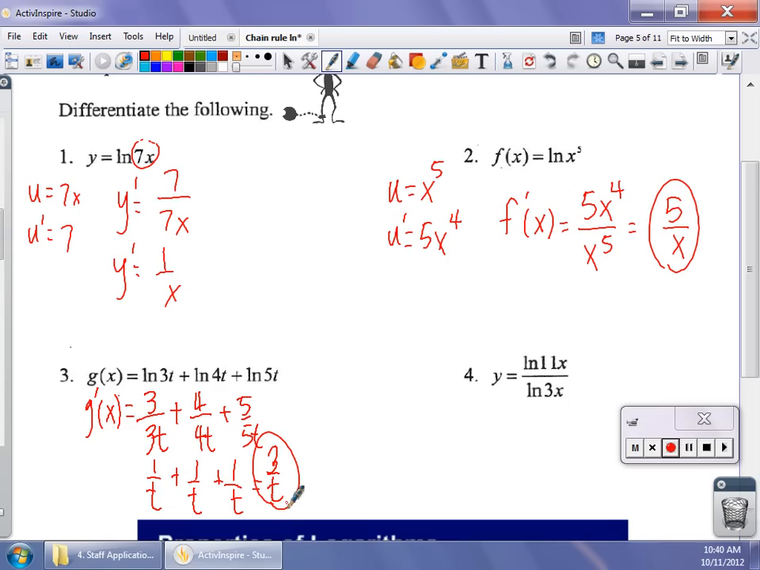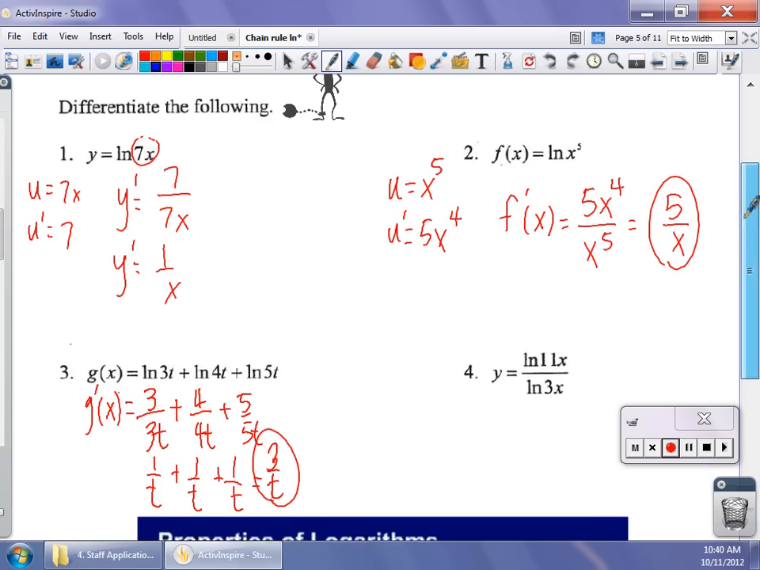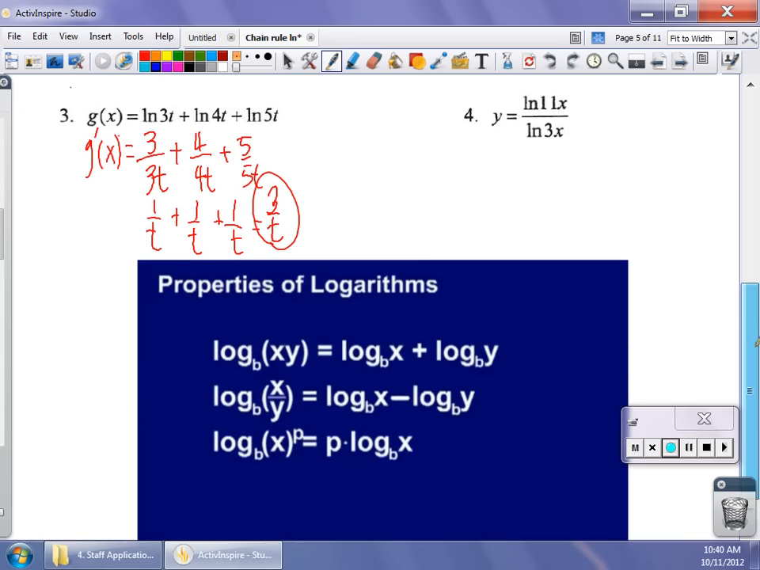Now, this particular problem, I could have used some algebra to rewrite the initial expression using log properties. Not that in this particular case it would make my work that much easier. The log properties, you should recall from algebra and pre-cal, these are our 3 basic log properties.